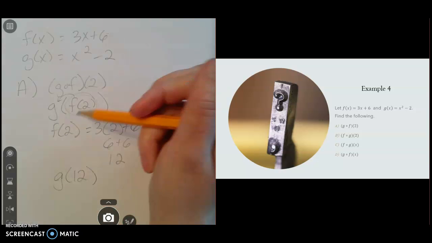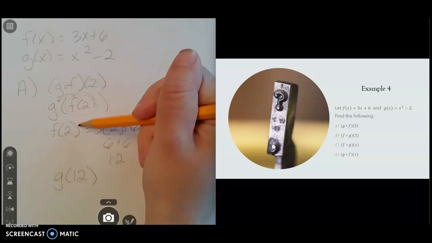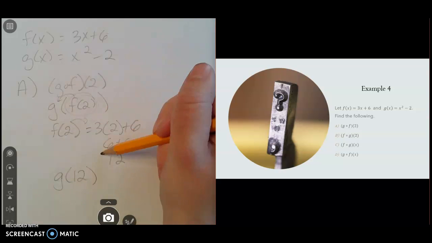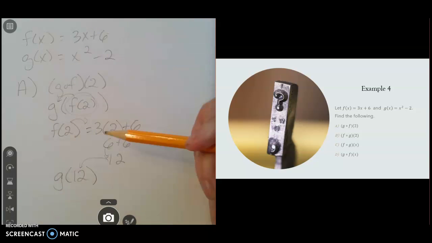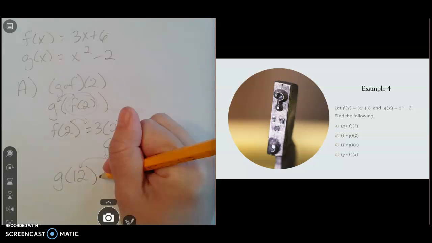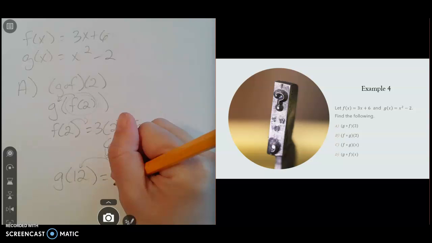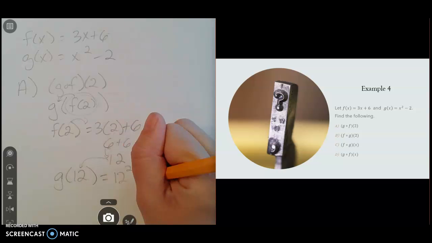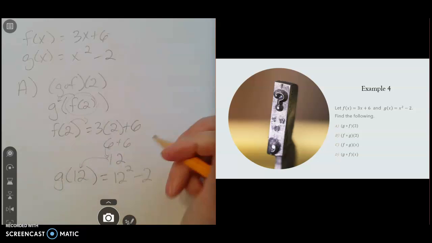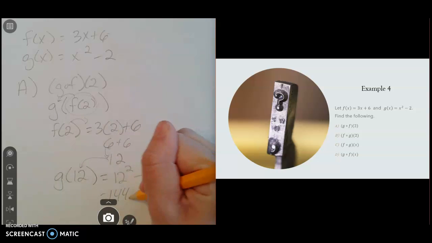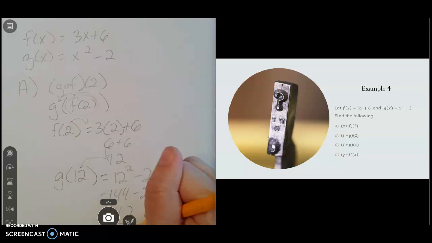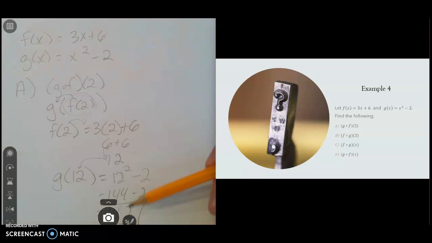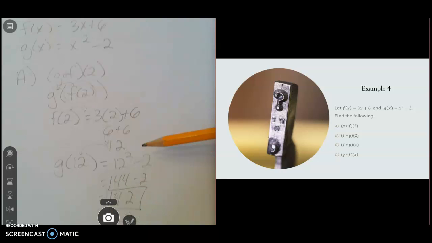So you notice we started with 2, that was our input. We put it into that f function, and then our output was the 12. So now the 12 is going into the g function. Putting the 12 into the g function, x squared would be 12 squared, and then minus 2. Let's see, 12 squared is 144, and 144 minus 2 would be 142. So g of f of 2 is 142.